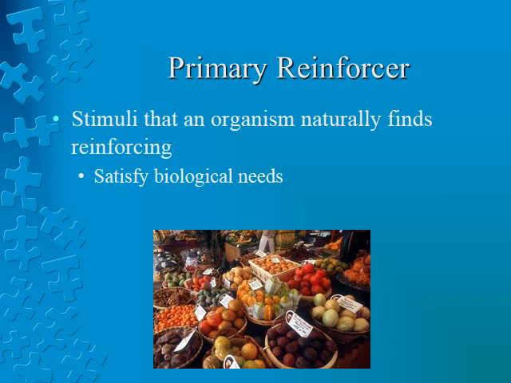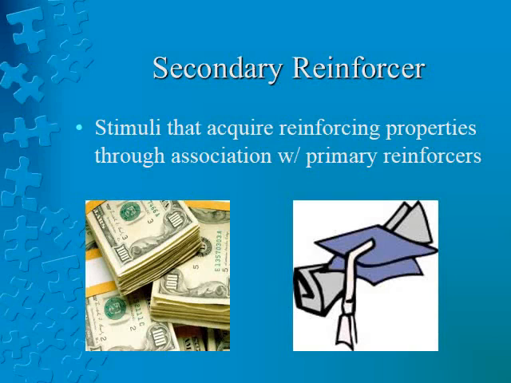Now this leads into what we call a secondary reinforcer. A secondary reinforcer is any stimulus that acquires some kind of reinforcing property through its association with primary reinforcers. So in other words, a secondary reinforcer is going to grant you access to a primary reinforcer, or a secondary reinforcer is paired with a primary reinforcer where it is kind of classically conditioned to take on qualities of the primary reinforcer. Two quickest ones I can think of would be money and education.